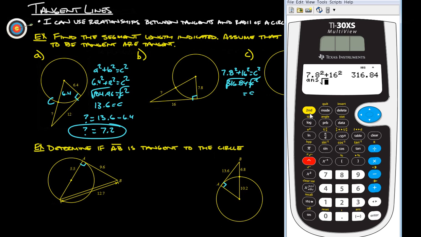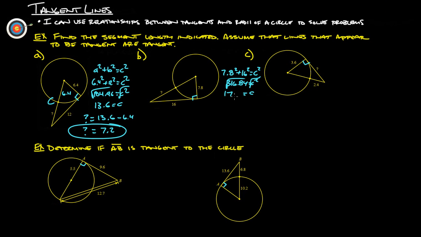So we square root our answer, 17.8 is this entire length here. So question mark is going to equal the 17.8 minus this 7.8, right? Which is going to end up giving us 10 for our question mark right there.